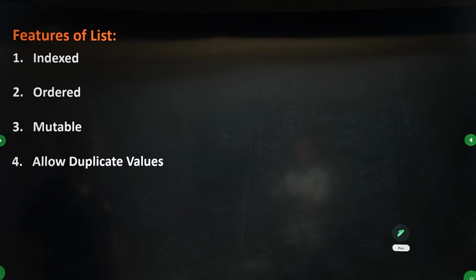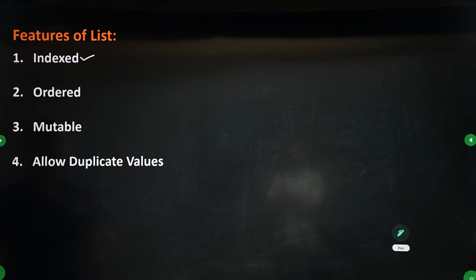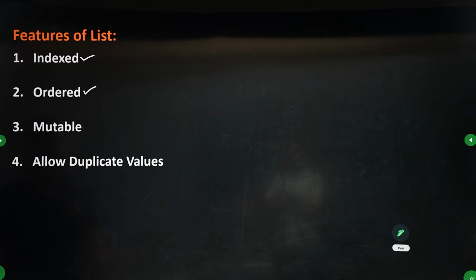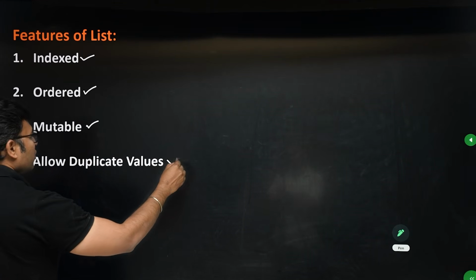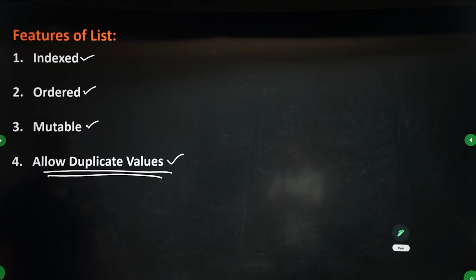So the features of a list are: they are indexed, which means every element is going to get an index, and they are ordered. The order in which you insert the elements in the list is maintained, and it is mutable. Mutable means you can change it. You don't create a new list, you change the original list. And duplicate elements are allowed. This is very important. It is not a set, it is a list, so duplicate elements can also be there.